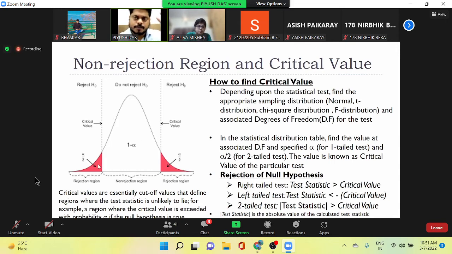So if my null hypothesis is true, whatever sample I collected, the data will fall here. That is the non-rejection region. Non-rejection of what? Non-rejection of the null hypothesis. So whatever value I collect, it will fall here in the non-rejection region. This is the non-rejection region; the red parts are the rejection region. How to find that out? Let me show you through an example.